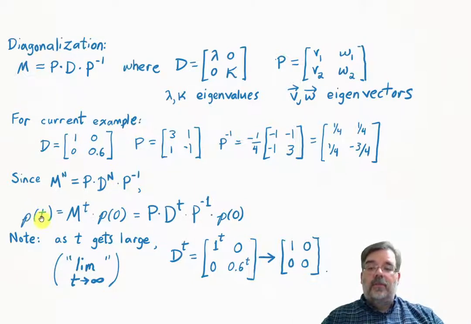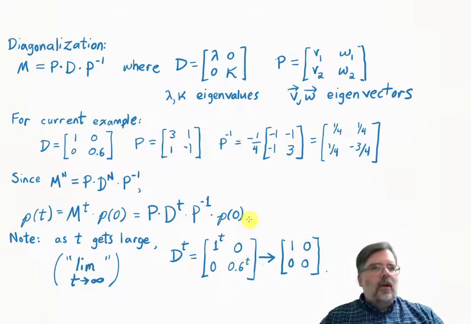So this formula for the population at time t, and here we've got two things called P traditionally, so I'm trying to write the function as a kind of cursive lowercase p to distinguish that. P of t is equal to the matrix M to the tth power times the initial population vector P of 0, that's equal to matrix P times matrix D to the tth power times matrix P to the -1 times the initial population P of 0.